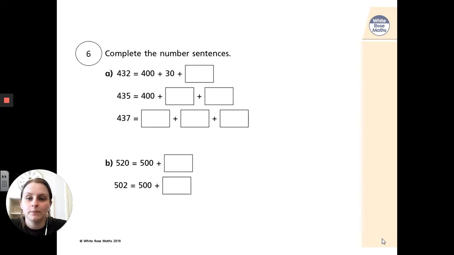Question number 6. Complete the number sentences. 432 equals 400 plus 30 plus something. 435 equals 400 plus something, and 437 equals something, add something, add something. So what numbers could you write in those boxes? Same again for our next one. So you've got 520 equals 500 plus something, and 502 equals 500 plus something. Pause the video so that you can have a go at this one before I move on.